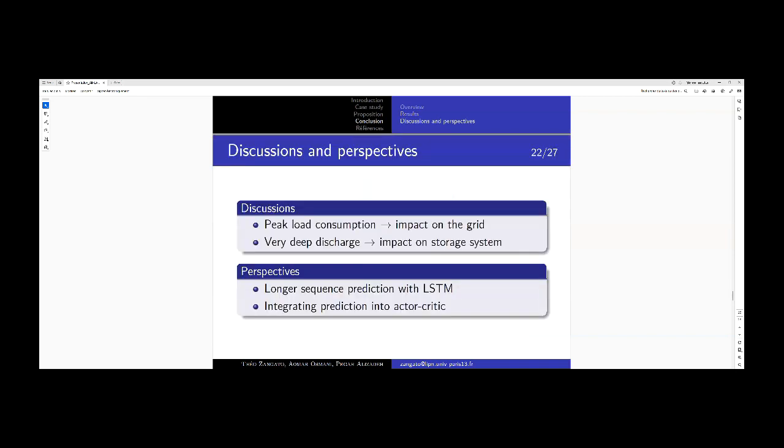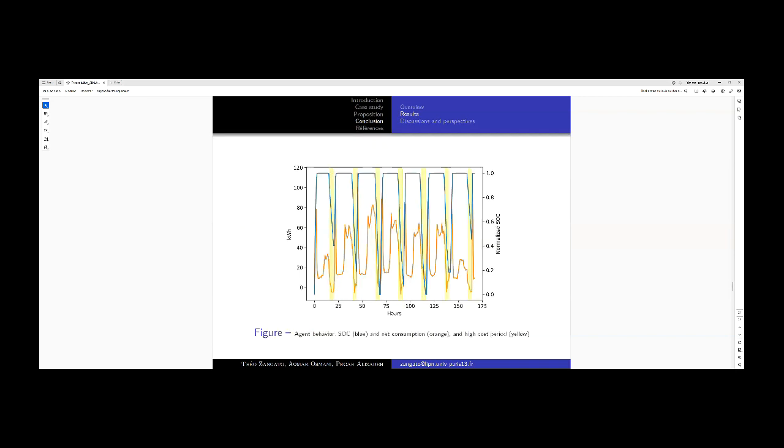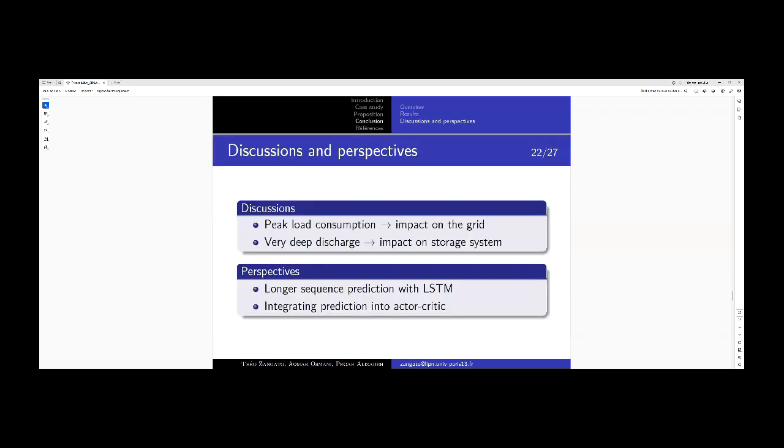What we can say about our approach is, when we look at this graphic, we can see that there are peak load consumptions. This is fine for the end user, because you want to reduce the time where you use high cost energy, but this can have an impact on the grid from the perspective of the grid operator. And we can see that there are very deep discharge phases, and this may have an impact on the storage system.